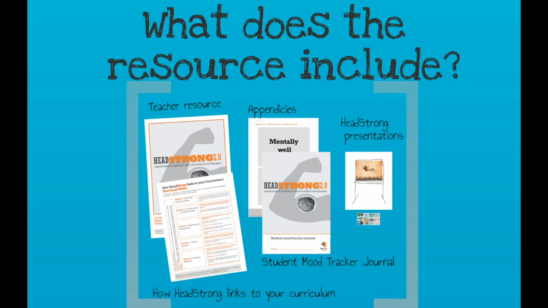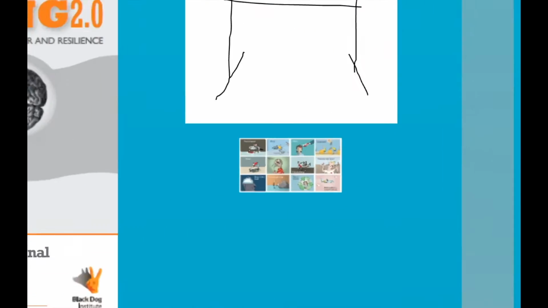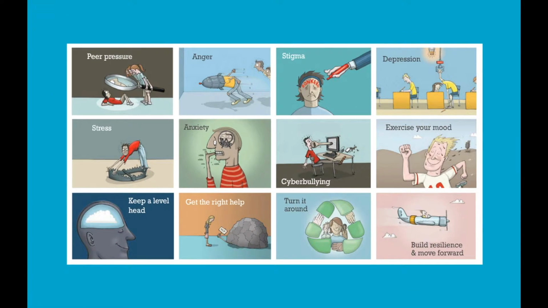A standout feature of the appendices is the Student Mood Tracker Journal. This is a student workbook that supports the entire resource. As you probably know, HeadStrong 2.0 is based around a series of illustrated presentations developed by the Black Dog Institute and acclaimed author and illustrator Matthew Johnston.